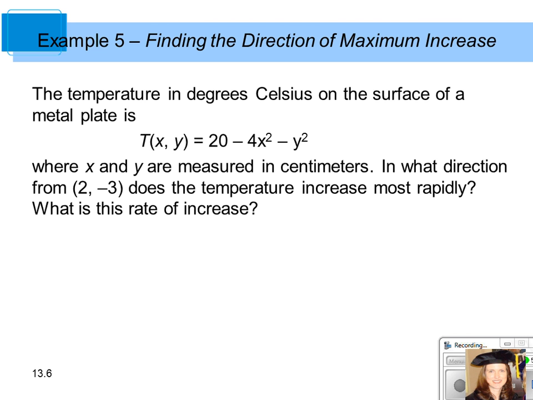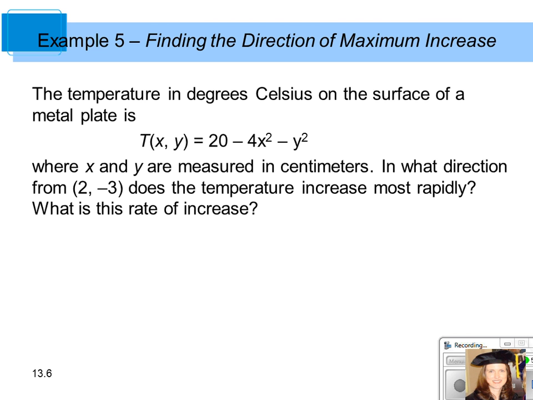In what direction from the point (2, -3) does the temperature increase most rapidly, and what is this rate of increase? So we want to look in the direction. You're at the point (2, -3) on the metal plate. You want to know in what direction the temperature is going to increase most rapidly.